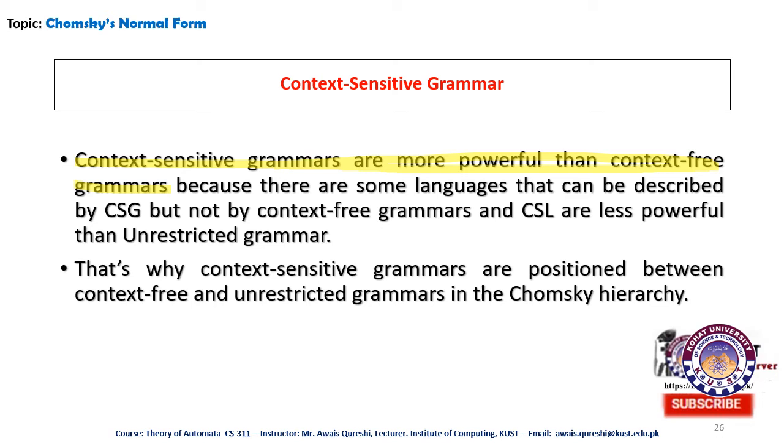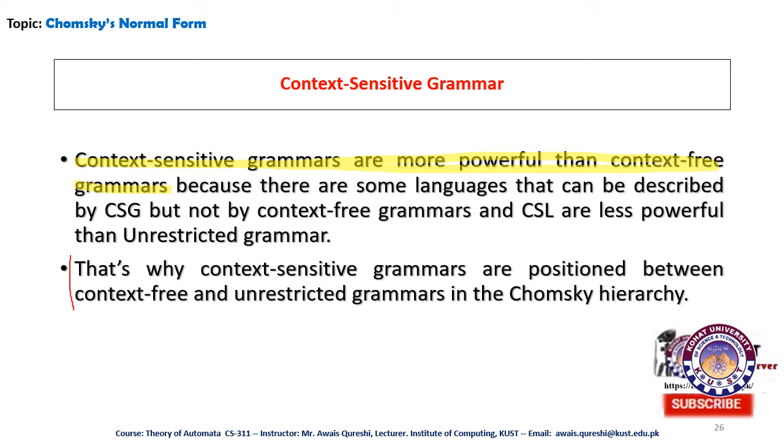So this is the main difference from a context free grammar: context sensitive grammars are more powerful, because there are some languages which can be described by context sensitive grammars but not by context free grammars, and context sensitive languages are less powerful than unrestricted grammars. That's why context sensitive grammars are positioned between context free and unrestricted grammars in Chomsky's hierarchy. So this is also a key point.